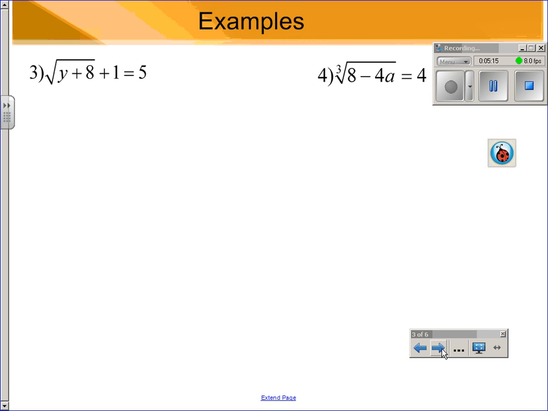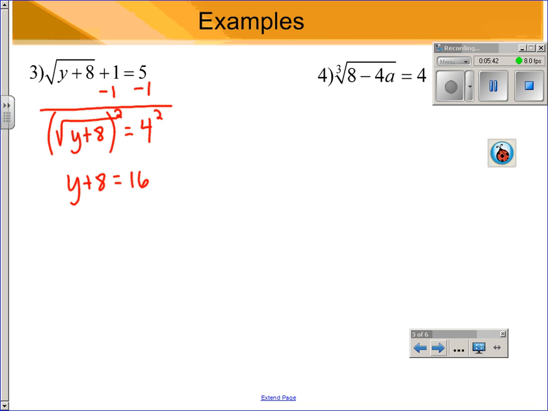Let's look at number 3. What do we have to get alone? The radical. So what are we going to get rid of first? Right, we're going to subtract 1 from both sides. So we're left with the square root of y plus 8 equals 4. How do we get the radical gone? Right, square both sides. So y plus 8 equals 16. Solve for y. y equals 8. Now check it.